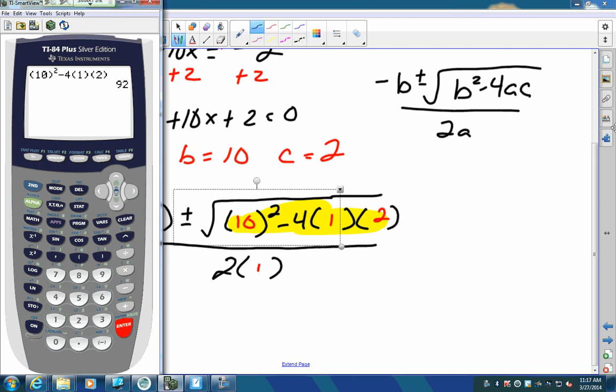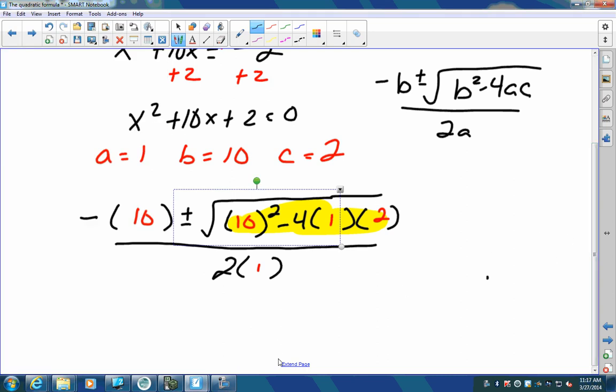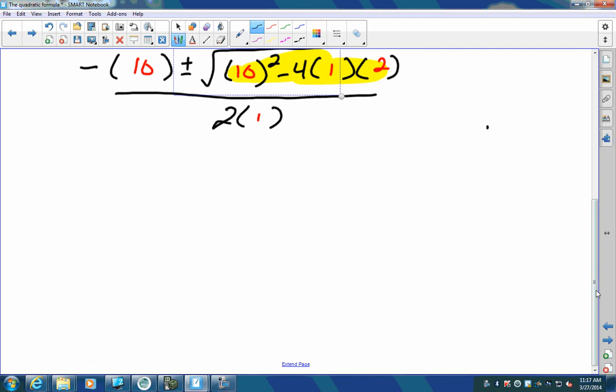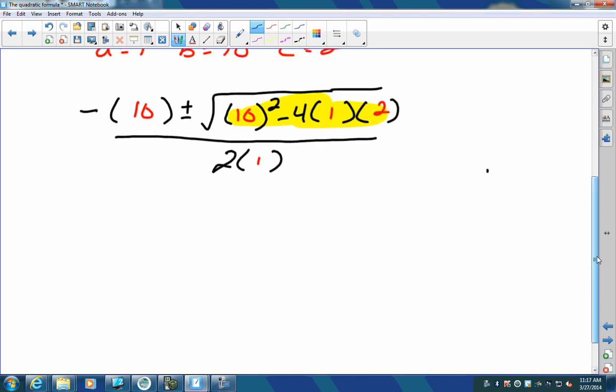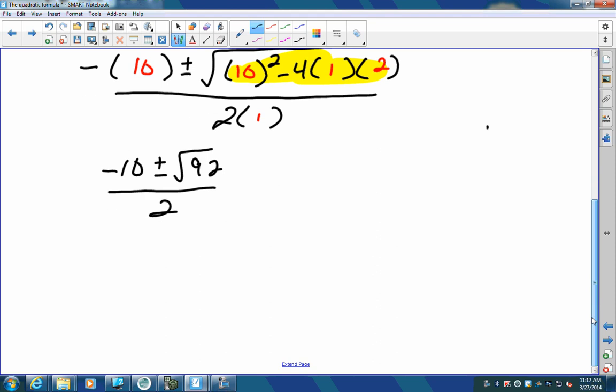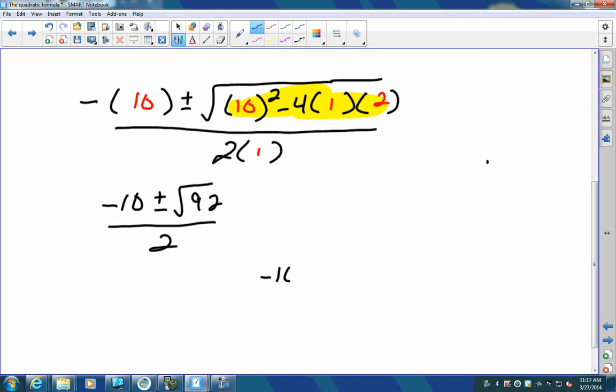All right, so from here, look here. This time, what's happening to my front number? What's a negative times a positive? A negative. So this is now negative 10 plus or minus the square root of 92 all over 2 times 1, which is 2. Now we split it into 2 roots. So I'm going to have negative 10 plus the square root of 92 divided by 2, and negative 10 minus the square root of 92 divided by 2.